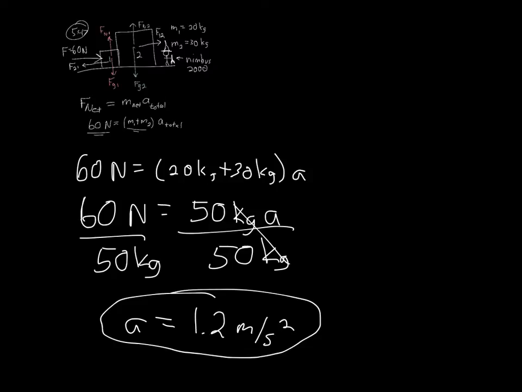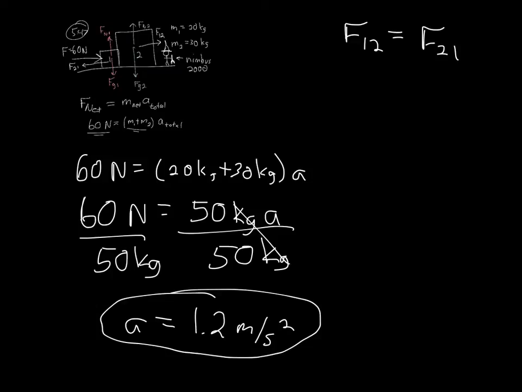Now what? Now we do the next part. How do we do the next part? You have to find F1 on 2, and what else do we have to find? F2 on 1. We can do some logic first. F1 on 2 and F2 on 1, how are they related to each other? Equal and opposite. How do we know that? Newton's third law. Okay, so we know F1 on 2 equals F2 on 1.